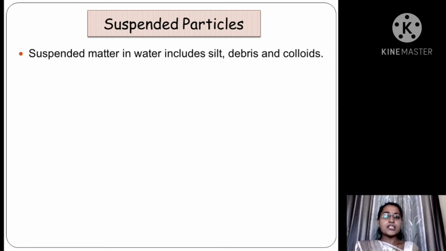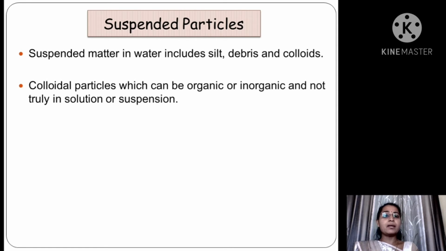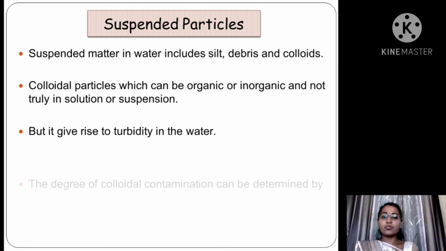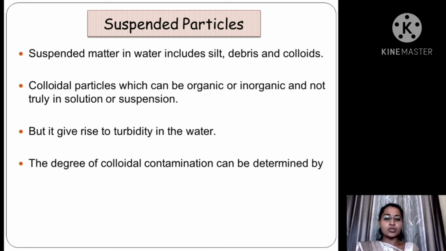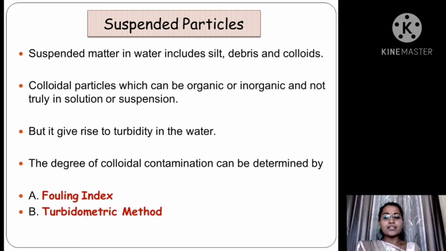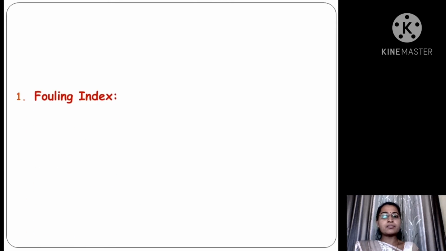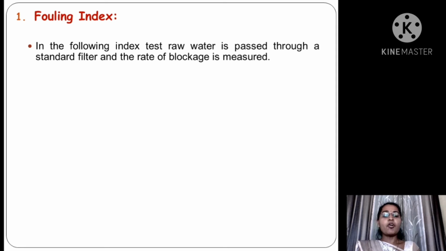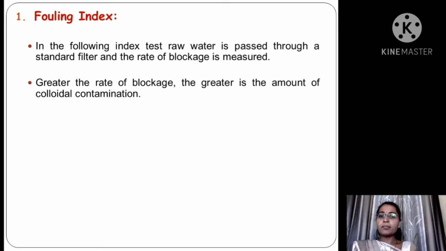Suspended particles. Suspended matter in water includes silt, debris and colloids. Colloidal particles, which can be organic or inorganic and are not truly in solution or suspension, give rise to turbidity in the water. The degree of colloidal contamination can be determined by 2 methods. First method is the Falling Index method and second one is the turbidometric method. Now see the first method, that is Falling Index. In the Falling Index test, raw water is passed through a standard filter and the rate of blockage is measured. Greater the rate of blockage, greater is the amount of colloidal contamination.